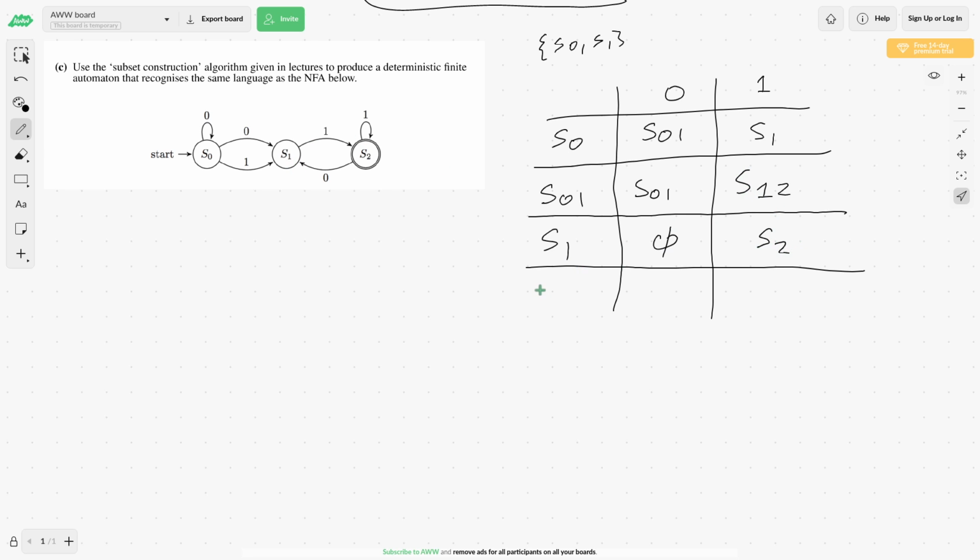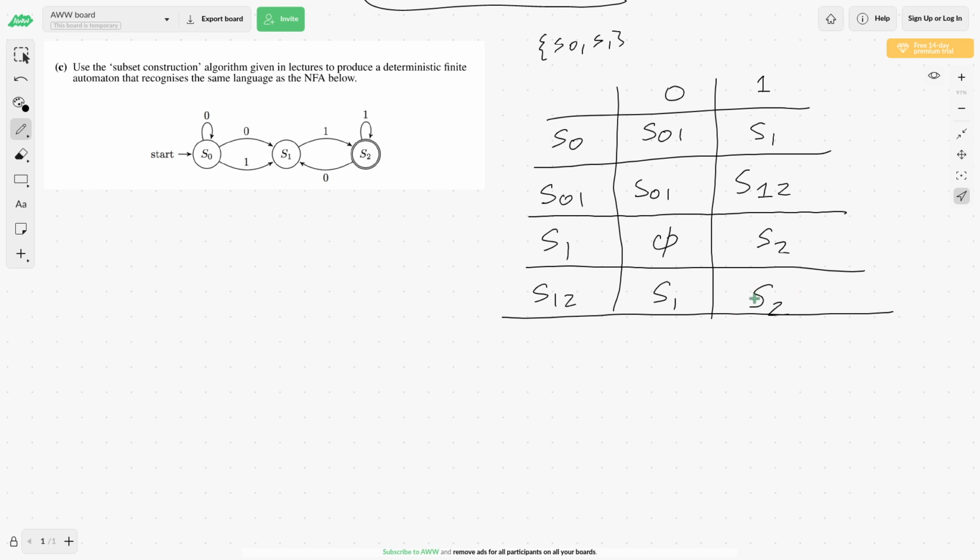So now I got to explore S12. If I'm in S1, reading a 0, can't go nowhere. If I'm in S2, reading a 0, I can go to S1. If I'm in S1, reading a 1, I can go to S2. If I'm in S2, reading a 1, I can go to S2. So the place I can go is only S2.